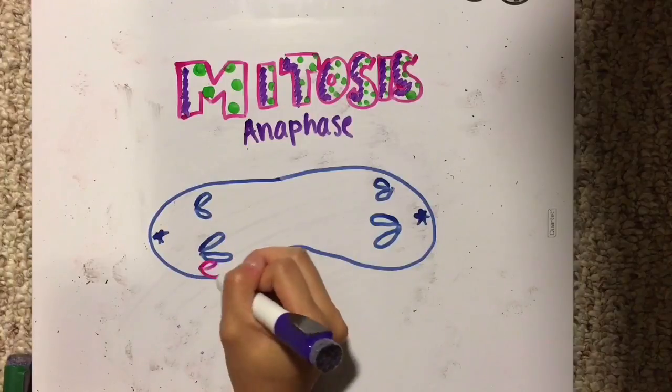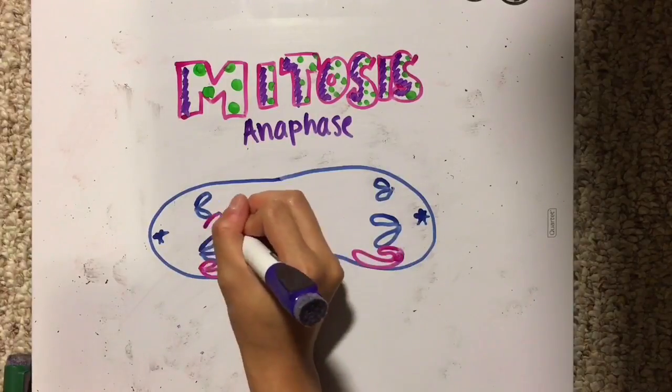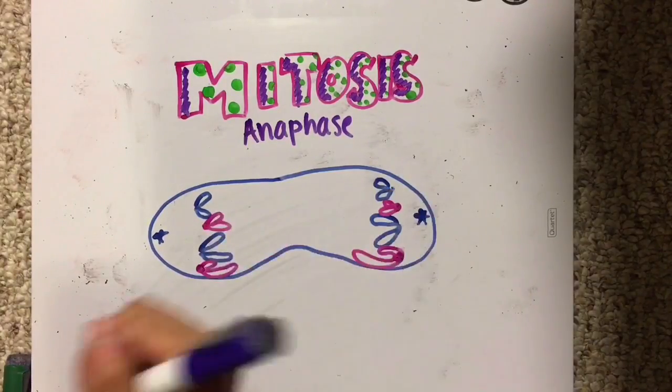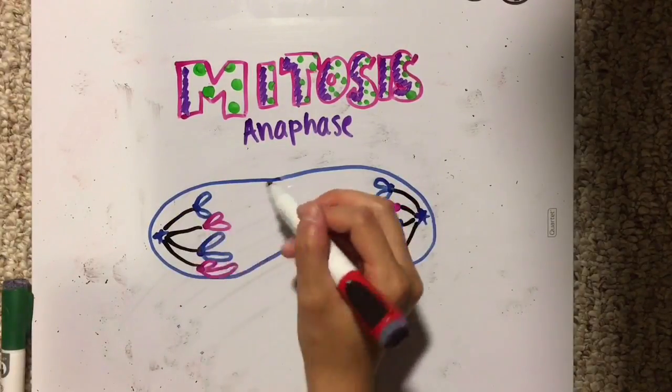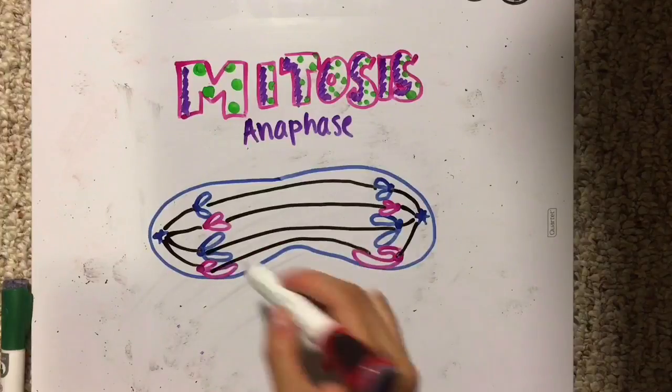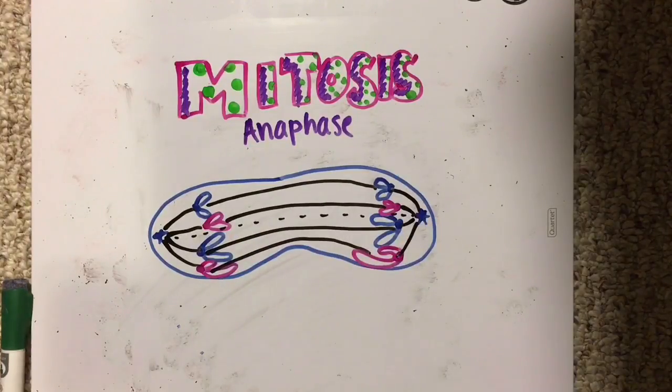Anaphase starts when the sister chromatids of each chromosome begin to separate. The centromere that holds the sister chromatids together splits, and then the chromosomes move away from each other.